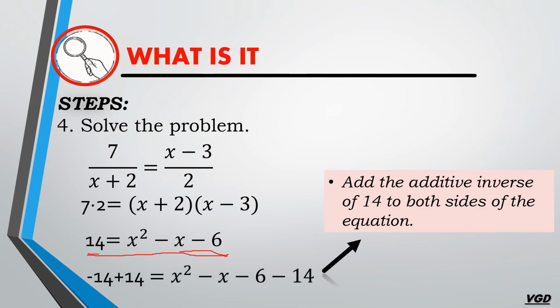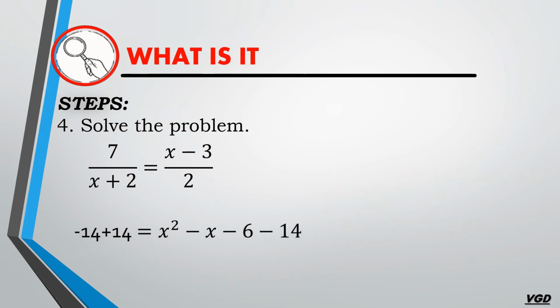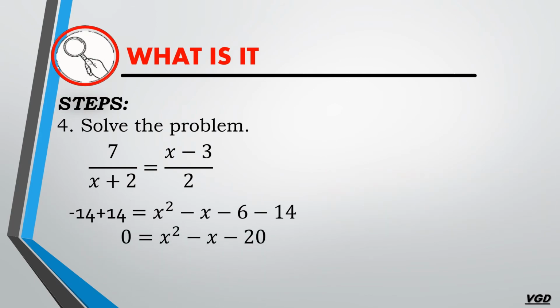So we will get negative 14 plus 14. The additive inverse of 14 is negative 14. That's why we have negative 14 plus 14 is equal to x squared minus x minus 6 minus 14. So we add the additive inverse, and it will be 0 is equal to x squared minus x minus 20. Negative 6 minus 14 is negative 20. Remember the rule in adding or subtracting integers.